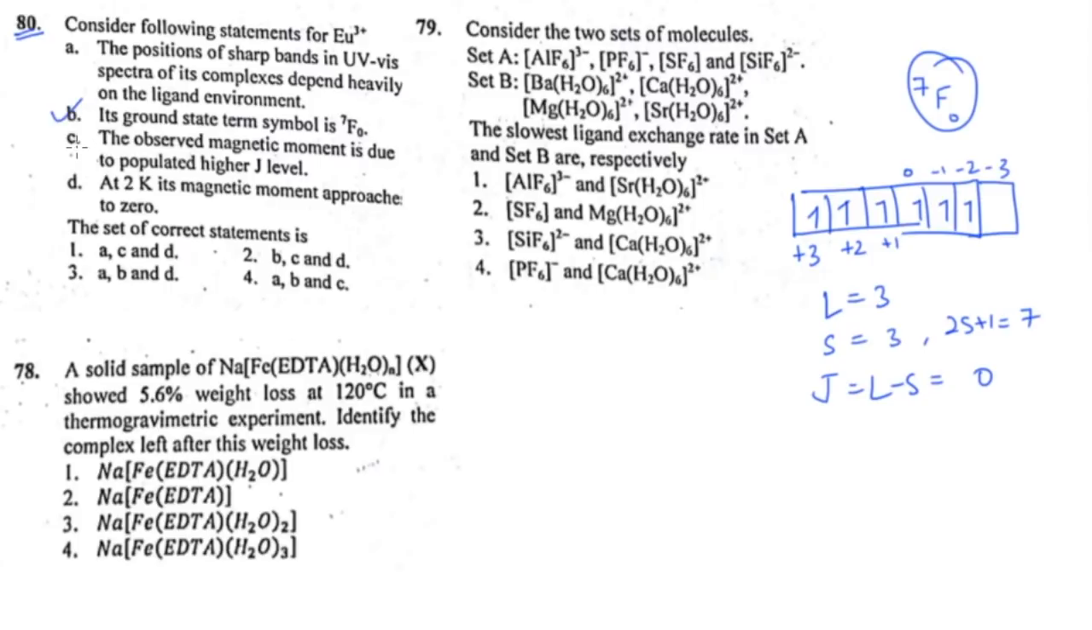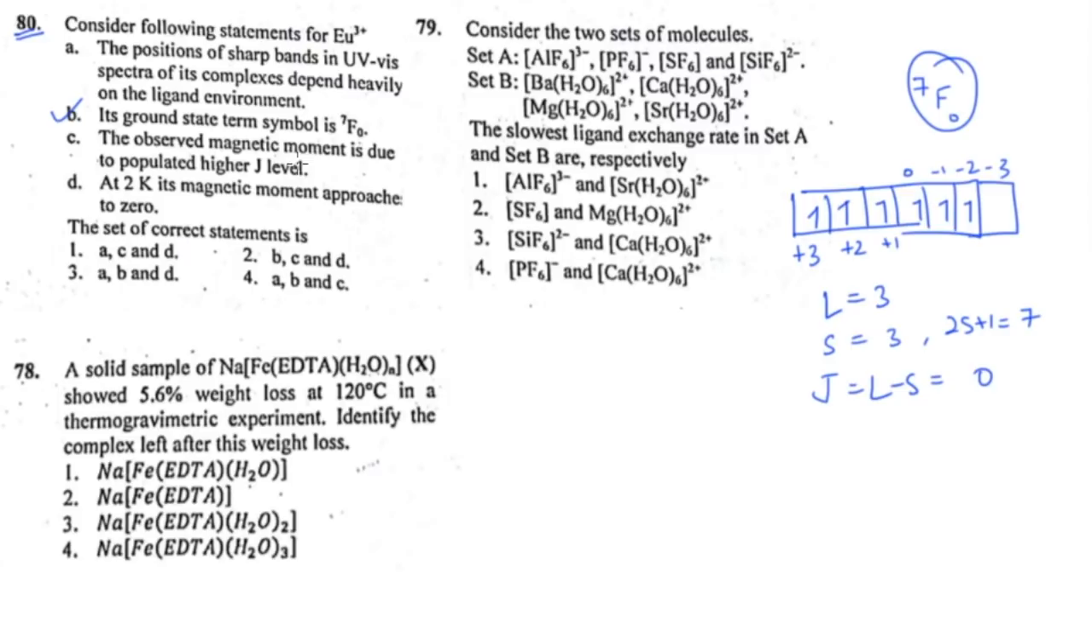Now let's talk about statement number C. It says that the observed magnetic moment is due to the populated higher J level. Okay, so that's what the question is. Now, if you look at the observed magnetic moment of europium, these things I have taught you guys in the class. You can watch my lesson on Academy where I have explained lanthanides and actinides. Over there I have given all the properties of europium, and I have explained how this higher populated J level helps in the magnetic moment of europium.